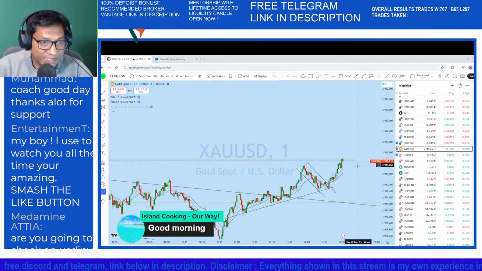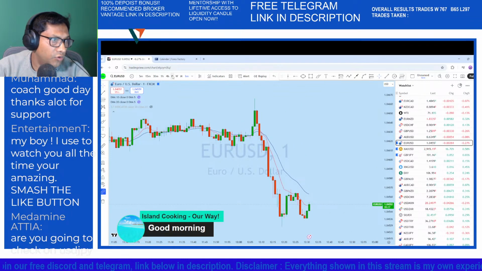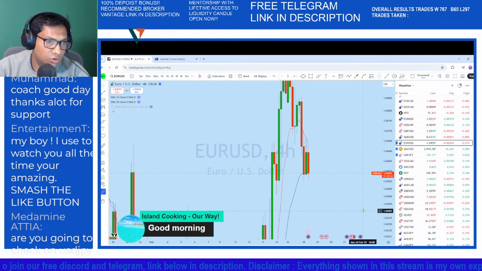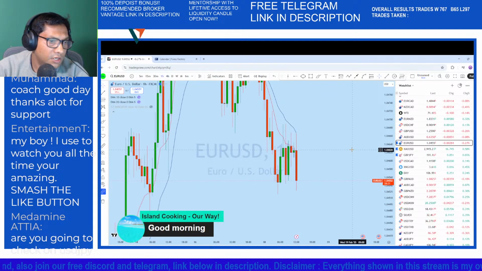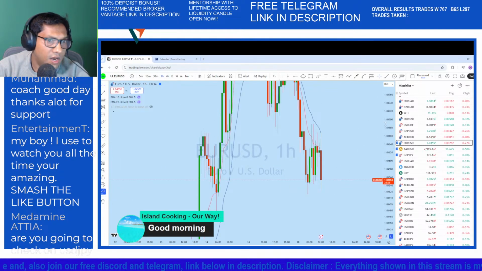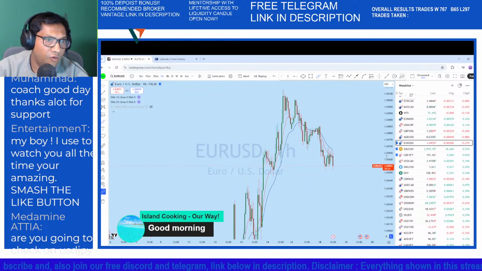In addition to XAUUSD, we can also see EURUSD. This is EURUSD price action, and on EURUSD this is the 1 hour candlestick pattern. This is a strongly falling market here.